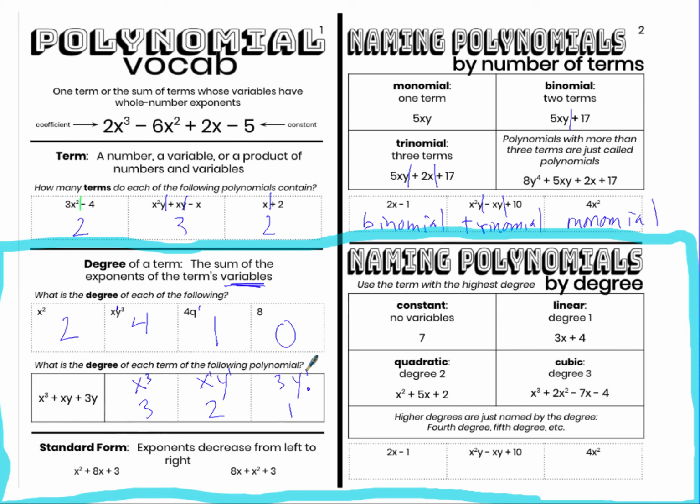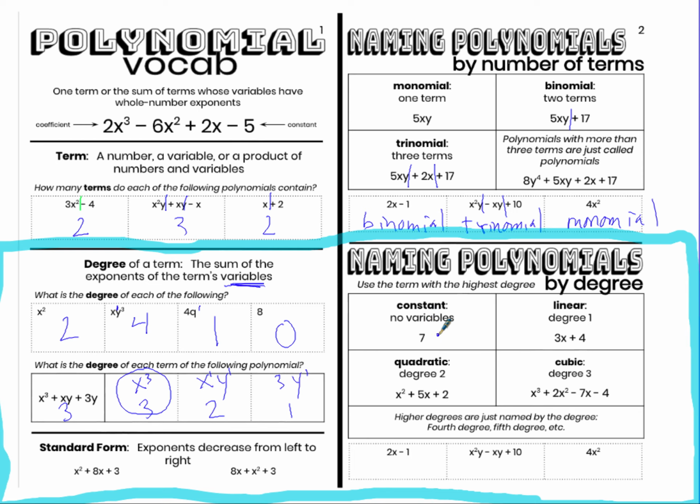So for this particular example, x to the third plus xy plus 3y, the degree would be the degree of the highest degreed term, which is x to the third power. Therefore, the degree of this polynomial would be 3. The word for that is then cubic.